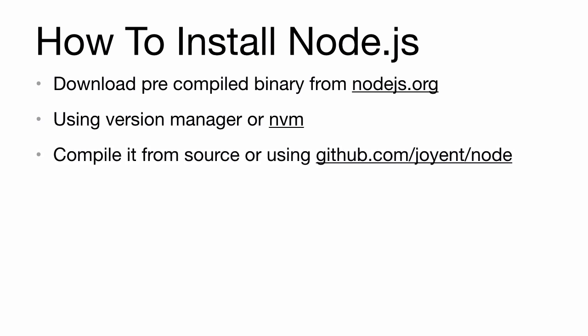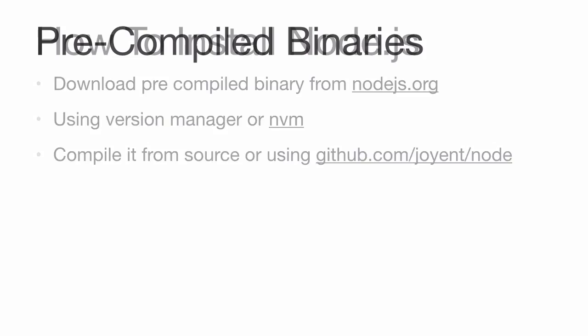And the third option is going to GitHub, joyent/node, or however you pronounce that, and compiling it from the source. In my opinion, the second option is going to be the best one, but there's nothing wrong with installing the first one, which is the precompiled binary, or the last one, compiled from source code. You can install it in any way you want.